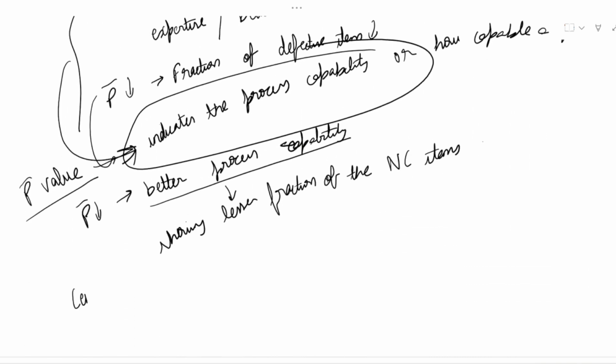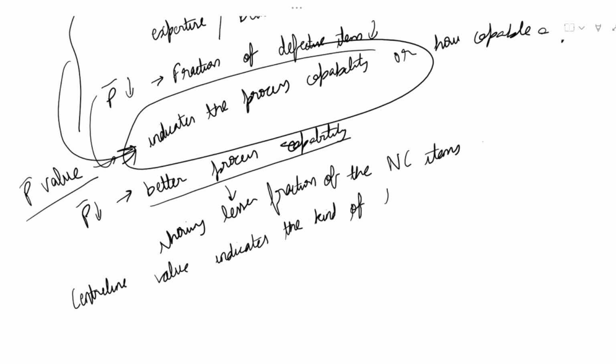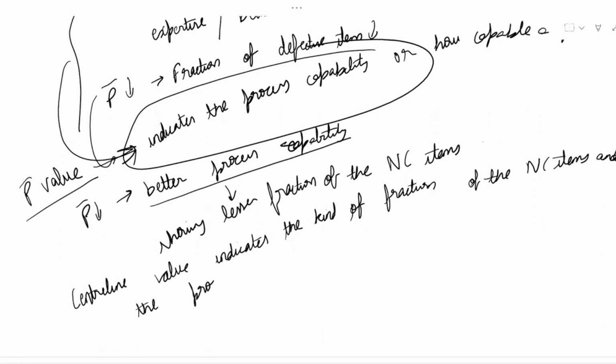Now I'll also write that the center line value indicates the kind of fraction of the non-conforming items and the process capability.